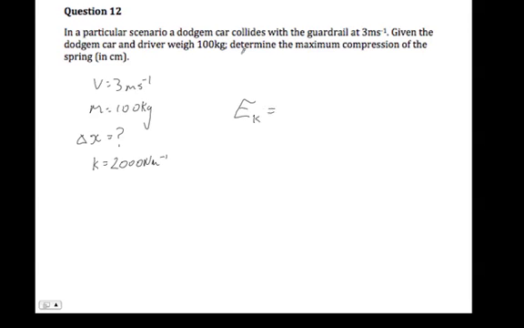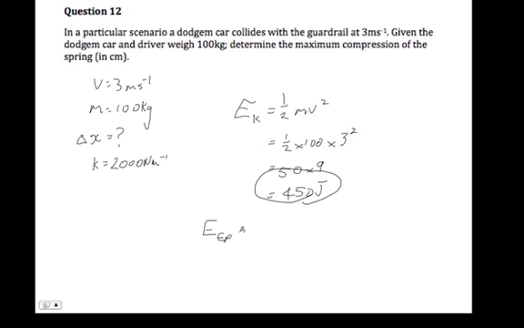So maximum compression, we know that it's coming in at 3 metres per second, so kinetic energy is half mv squared, so that's half times by 100 times by 3 squared, so 50 times by 3 squared is 9, there's 450 joules. Okay, so that's the amount of kinetic energy the dodgem car comes in with. Now, as the spring compresses, all of that kinetic energy is going to be turned into elastic potential energy. So the elastic potential energy is a half kx squared, and so all of that is going to get converted into that as the spring compresses.